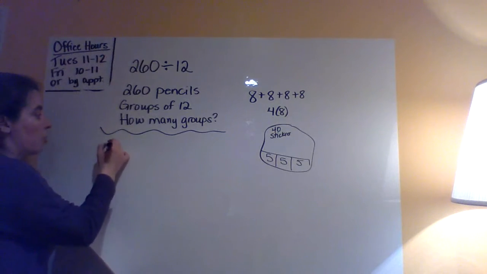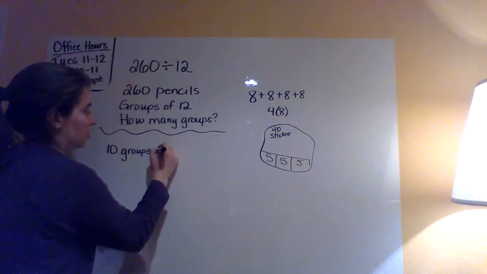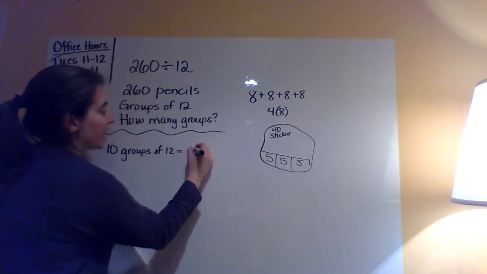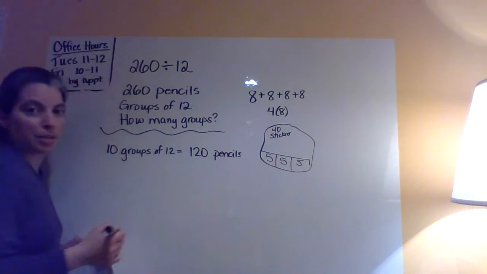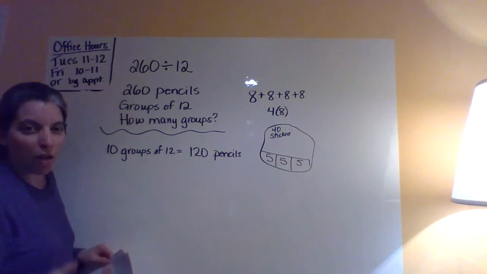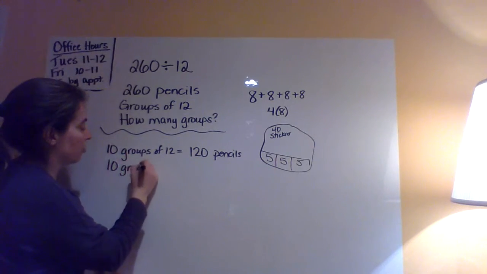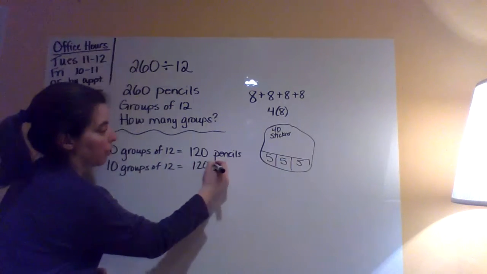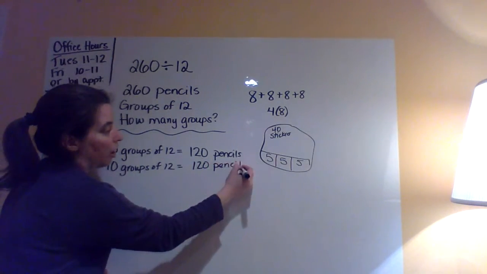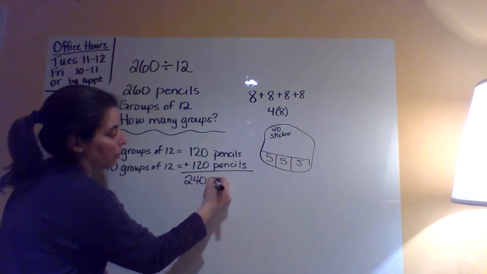They said, okay, what if we have 10 groups of 12? Well, that would take up 120 pencils. Okay, so that's a chunk of them, but that's not all. We still can do more. So can we do another 10 groups of 12? Well, another 10 groups would be another 120 pencils. So altogether now, we've used 240 pencils.